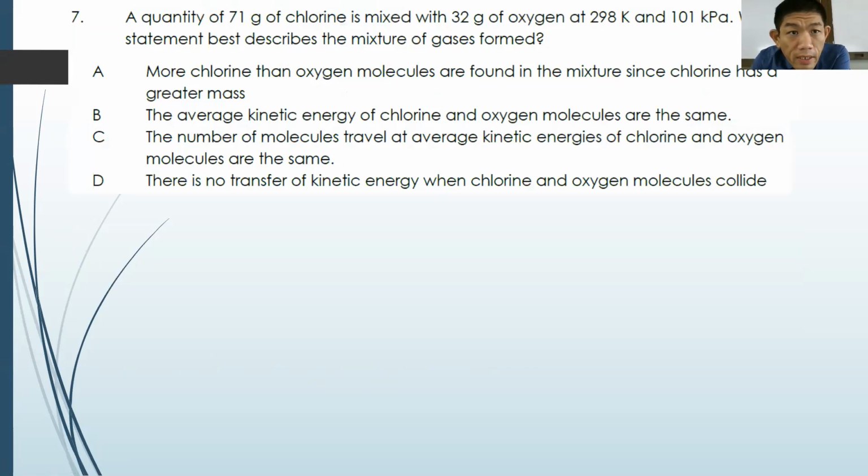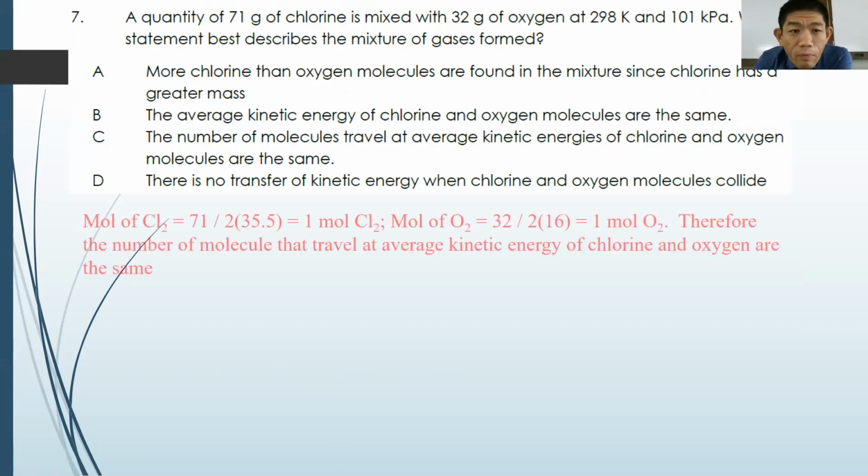Number 7, a quantity of 71 gram of chlorine is mixed with 32 gram of oxygen at 298 Kelvin and 101 kilopascal. Which statement best describes the mixture of the gaseous form? In here, you have to understand that the moles of chlorine and oxygen are the same because you divide by the molar mass. So you get the mole of chlorine is 1 mole, the mole of oxygen is also 1 mole. Therefore, the number of particles in here are actually the same.